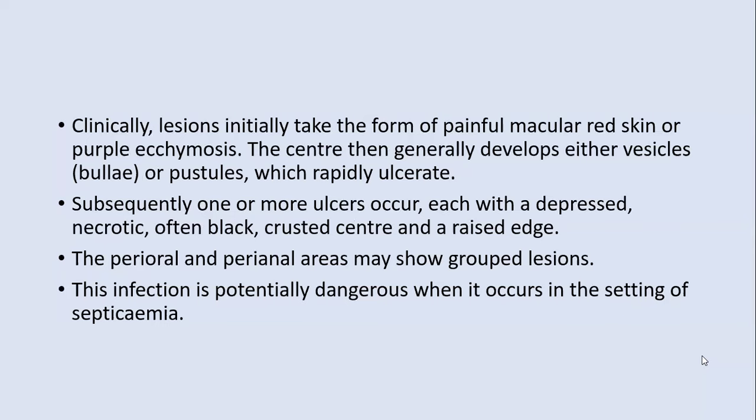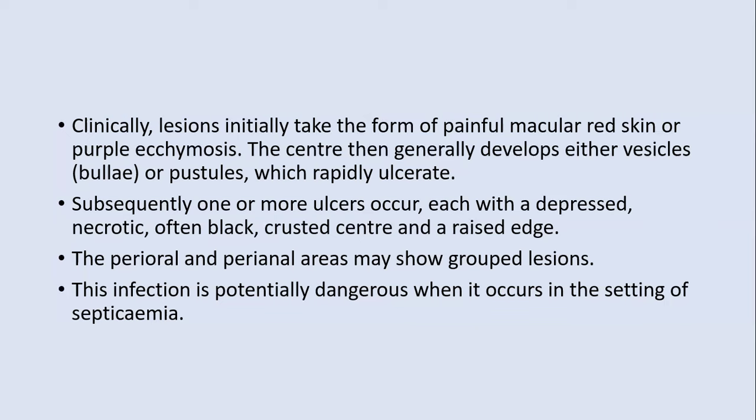Clinically, it takes the form of painful macular red skin or purple ecchymosis. The center develops either vesicles or pustules that rapidly ulcerate, and subsequently one or more ulcers occur, each with depressed necrotic skin, often a black crusted center and raised edges. Perioral or perianal areas show grouped lesions.